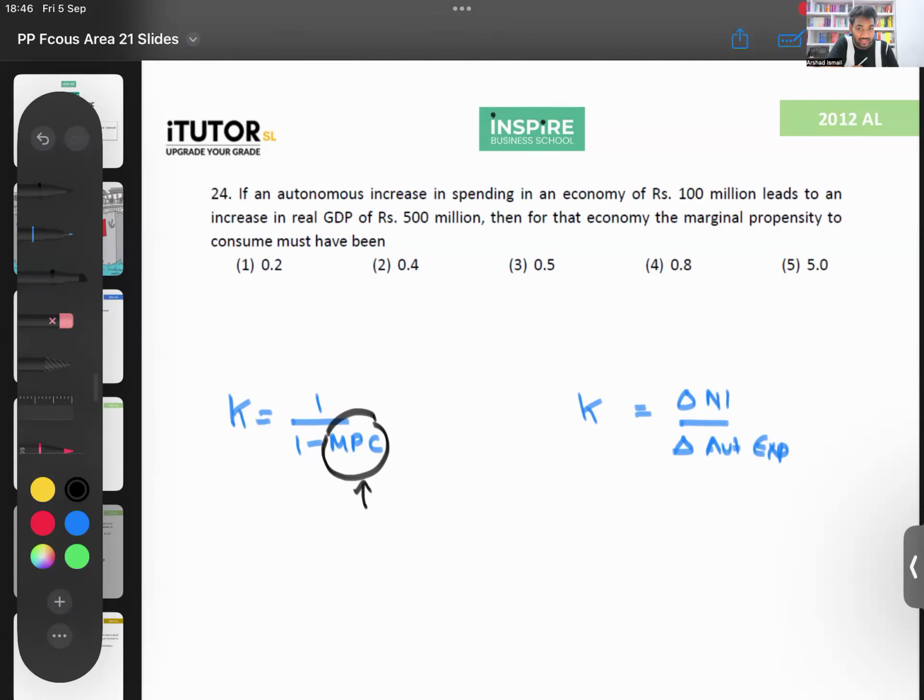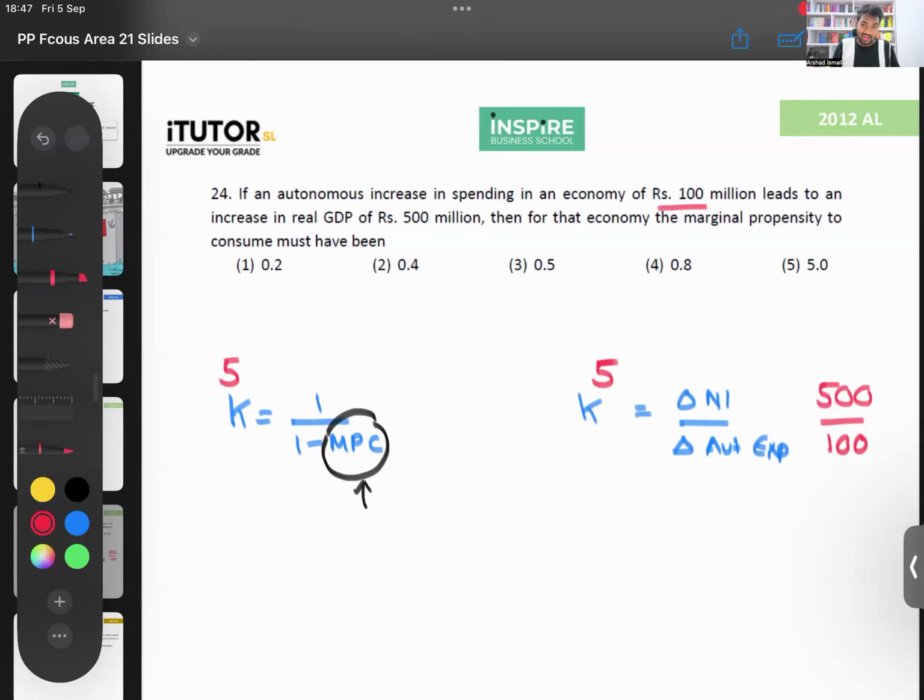Based on the information given, let's fill in the blanks and work backwards. The question is saying an increase in autonomous spending of 100, so this has gone up by 100, has led to an increase in national income of 500. That means how much is my multiplier? Increase in autonomous expenditure of 100 has increased national income by 500 here. My multiplier is 5 times, right? So if my multiplier is 5 times, how much is my MPC?